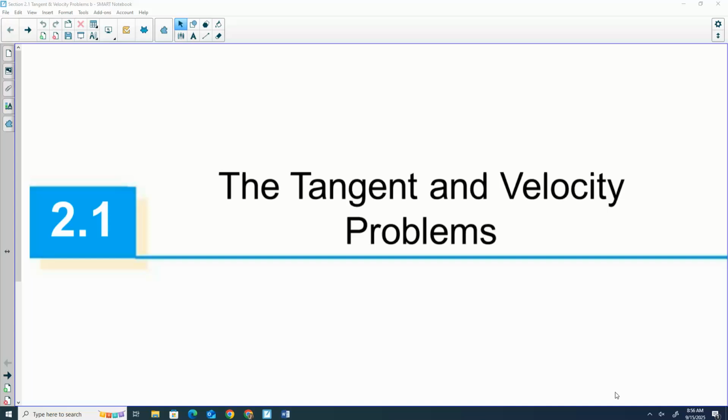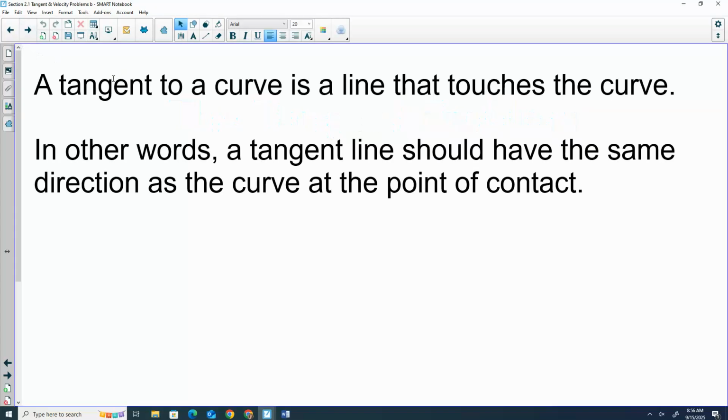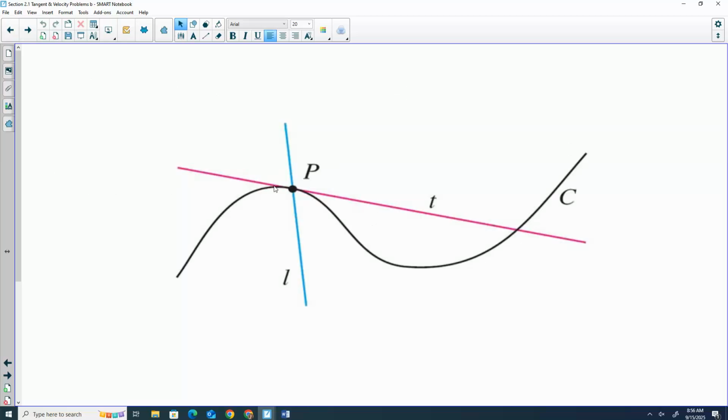So we are going to start talking about tangent problems today, which is really, we're kind of going to be using this idea until Christmas for sure. If we are talking about a tangent line, okay, we know what the tangent function is, but a tangent line is just a line that touches a curve. So for instance, if this is my curve, that pink line is a tangent line. It's tangent at point P.